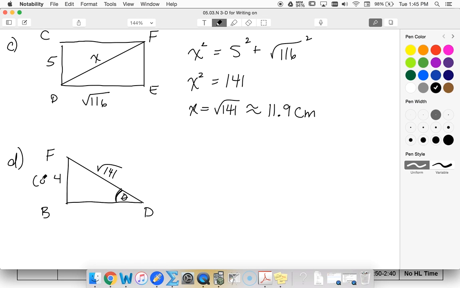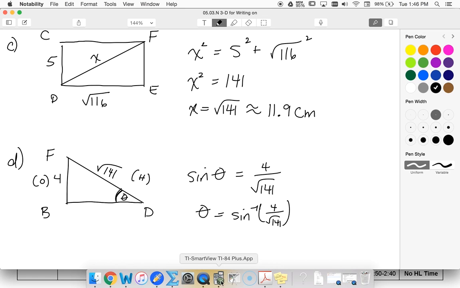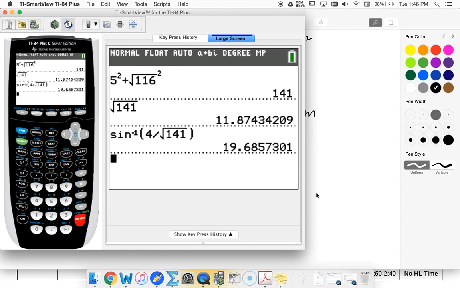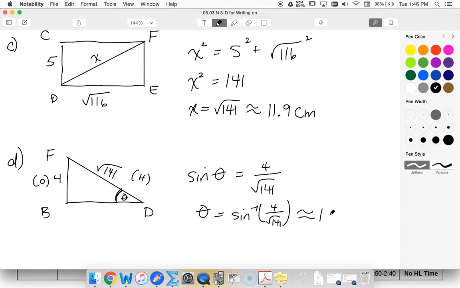I've got an opposite and my hypotenuse, so I'm going to use sine. Sine theta is 4 over root 141. So theta is sine inverse of 4 over root 141. So let's see, I'm going to put this in my calculator. Sine inverse of 4 divided by, and I'm going to hit up twice to take my root 141. 19.7 degrees is my approximate answer.